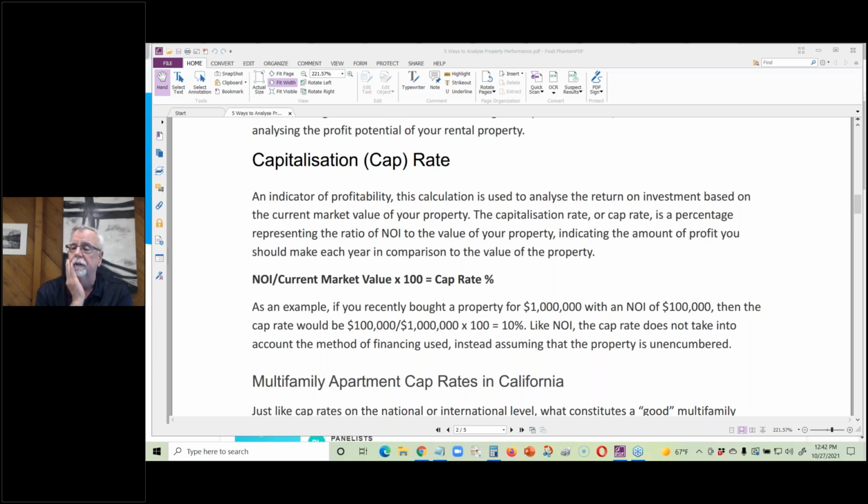Let me ask you this. You're a buyer, you're an investor. There are two properties that you could buy. One has a 5% cap rate, the other one has a 7% cap rate. Which one is the better deal, 5% or 7%?